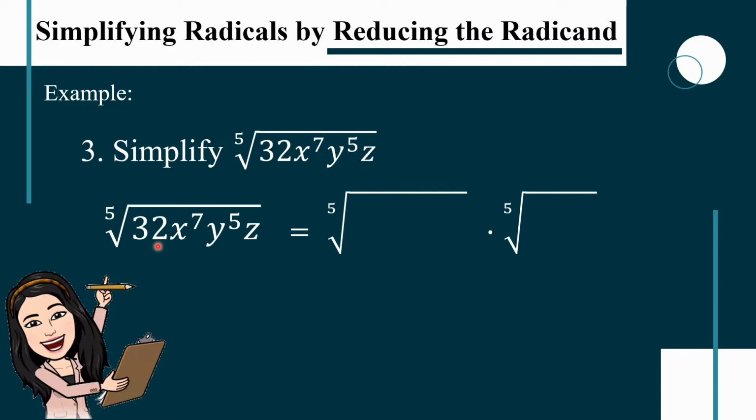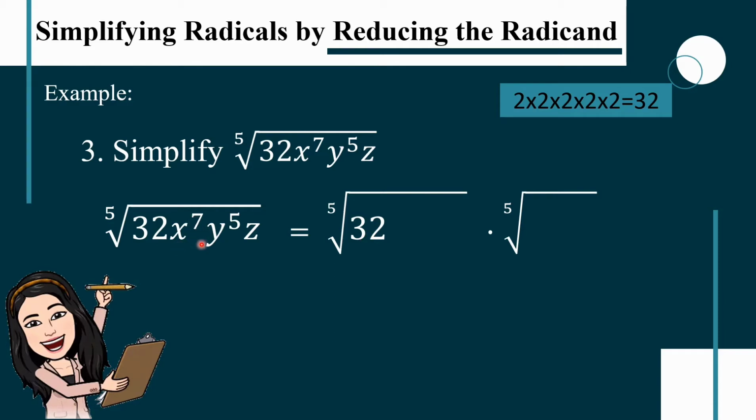Okay, so that would be, yan, kasi ang 2. 2 times 2 times 2 times 2 times 2 is equal to 32. Ibig sabihin, ang 32 pala ay perfect fifth root. So, therefore, dito natin siya ilalagay. We have 32. Next, yung x raised to 7.